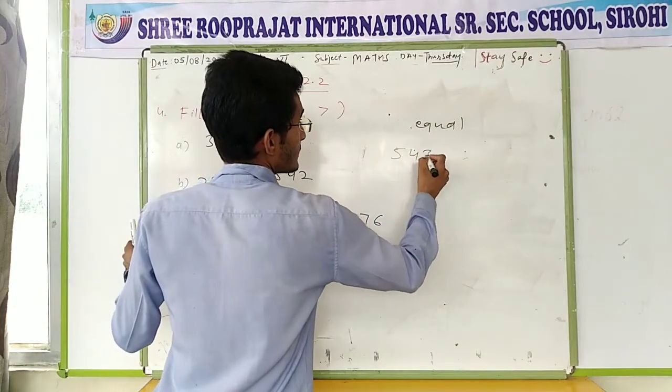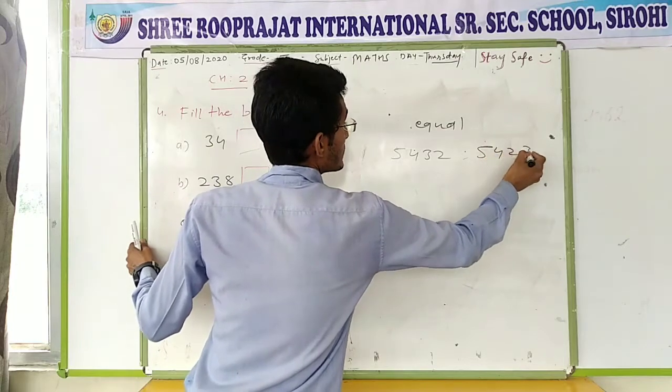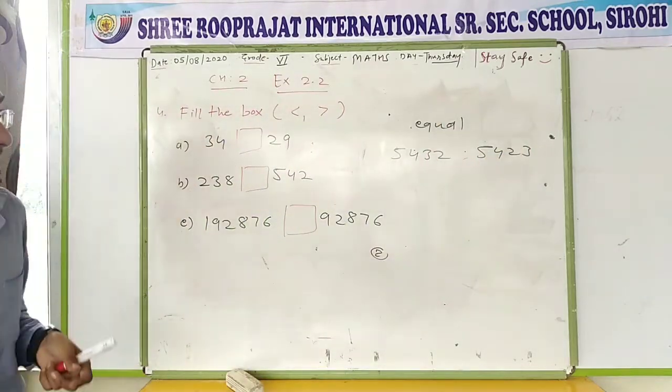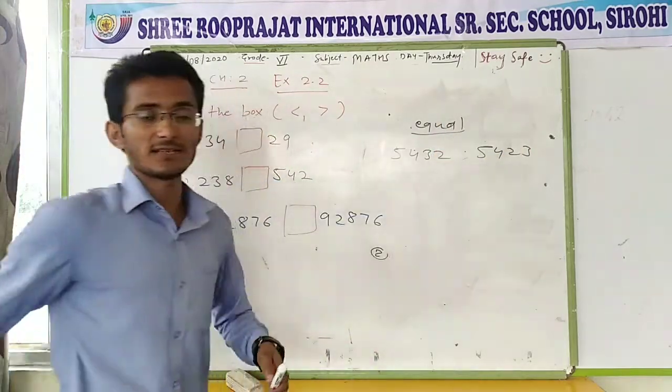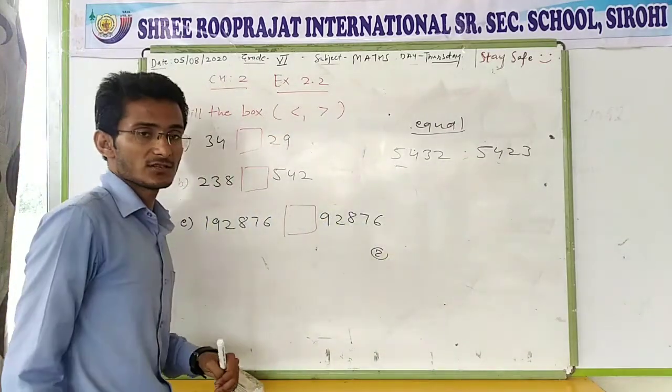Suppose 4532 and here 4523. Now which one is greater? When the number of digits is equal, you have to compare the place value starting from the left side. Here 4 digits and 4 digits. In that case, you have to compare the place value.